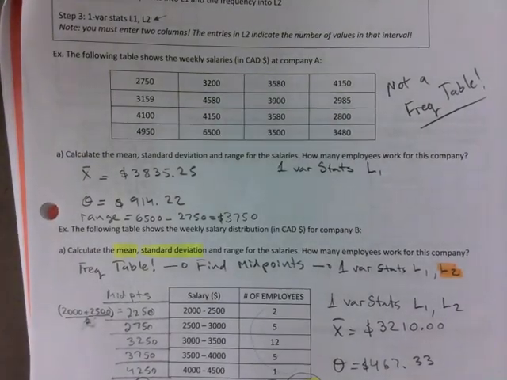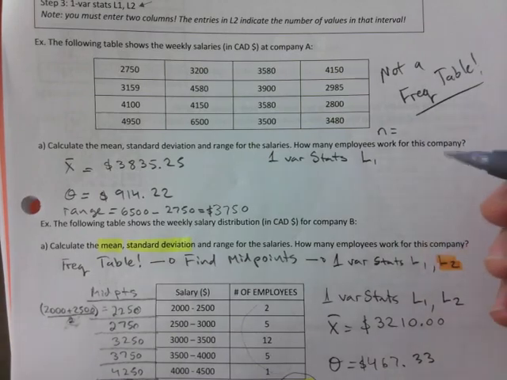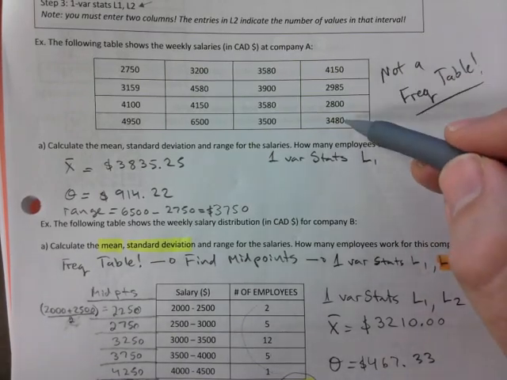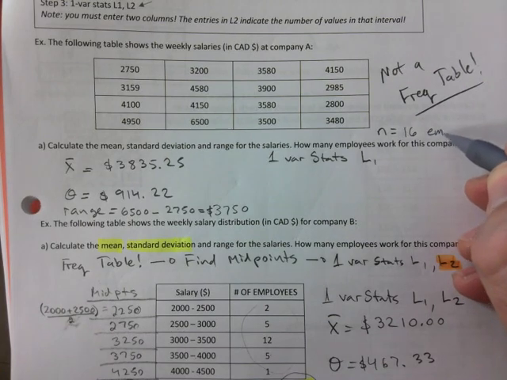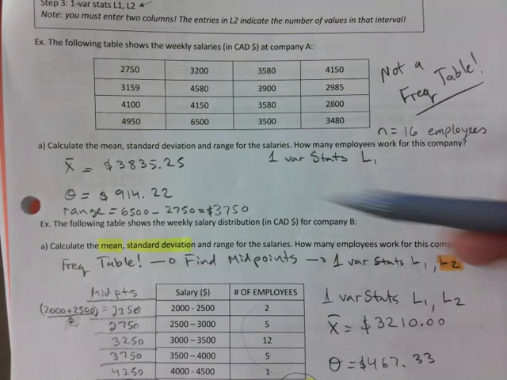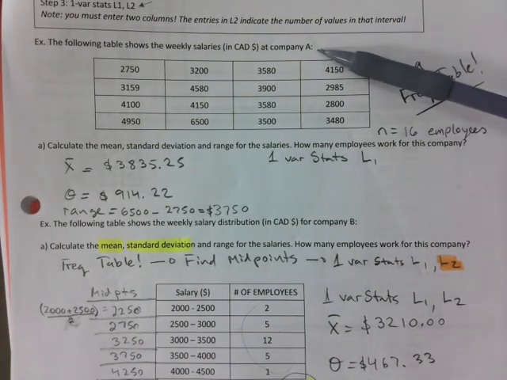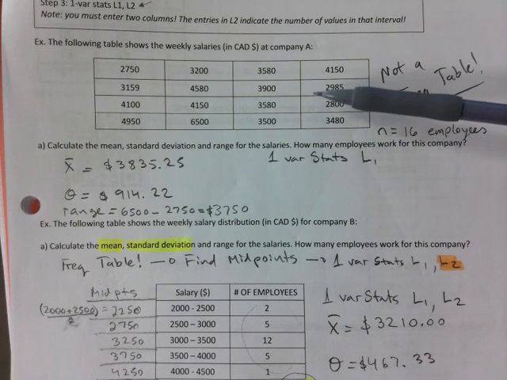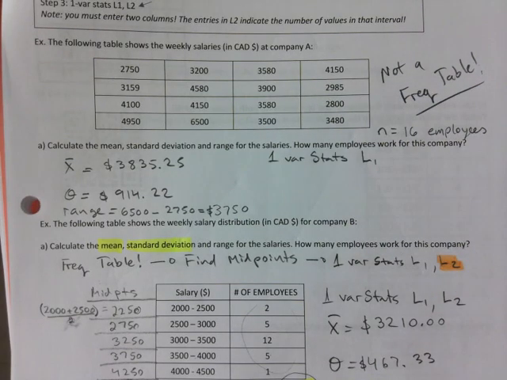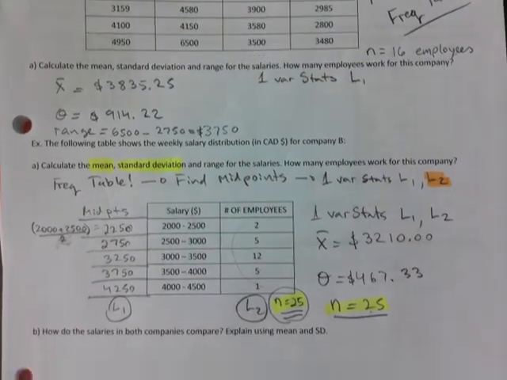Another thing that I'm going to add here is how many employees do we have here? N is equal to, we have 4 times 4, so we've got 16 employees that we're considering here. So this is company A. Company A actually was able to provide us with each individual salary, whereas company B didn't. Okay. So there we have it.